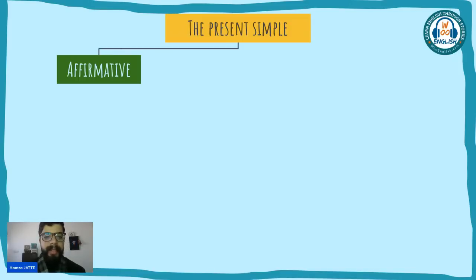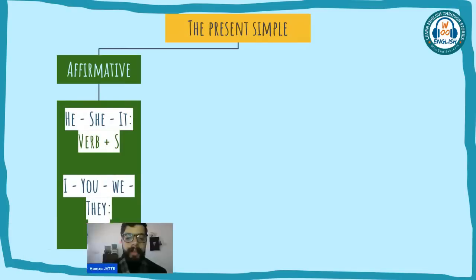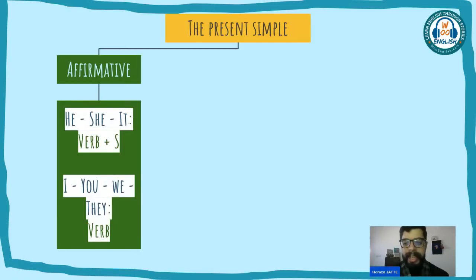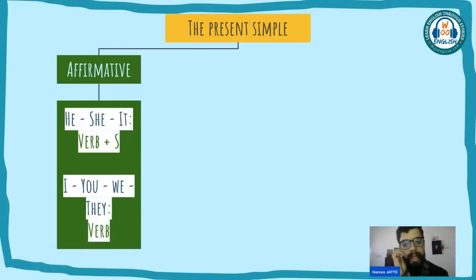All right. So I will probably reveal the rules. So if you remember, for the present simple, we said that for the basic rule, it's I, you, we, they. And this is what I have here. So he, she, it, we add an S. And for the other pronouns, we don't add anything. Indeed, he said for he, she, it, we add S or ES. I totally agree with you.